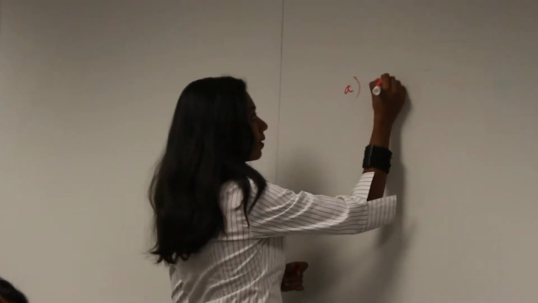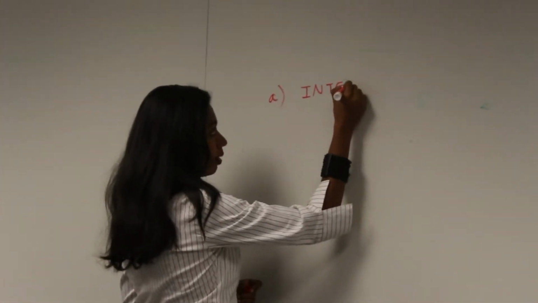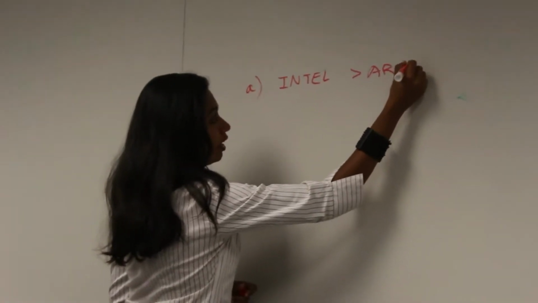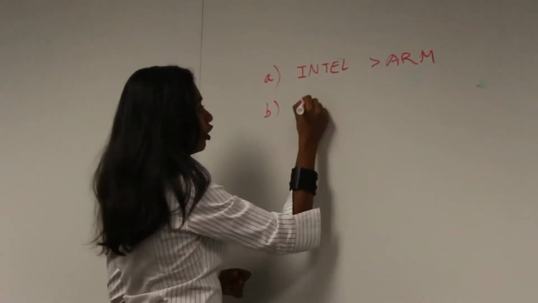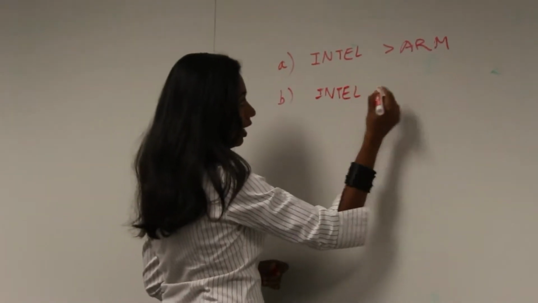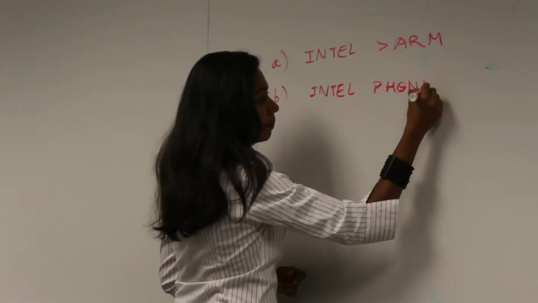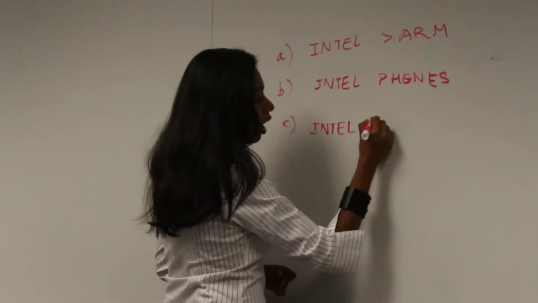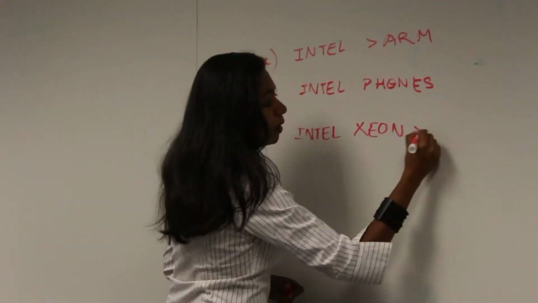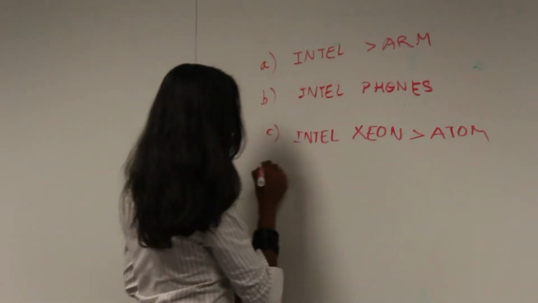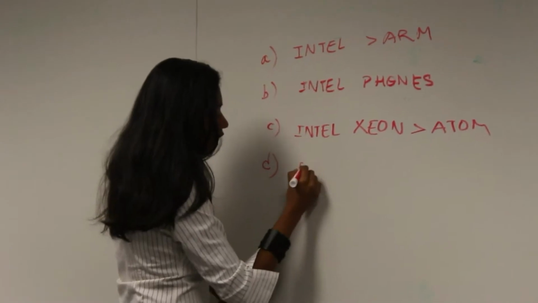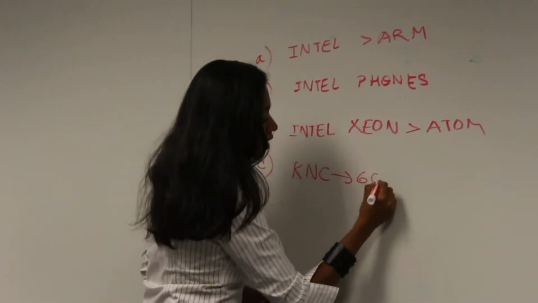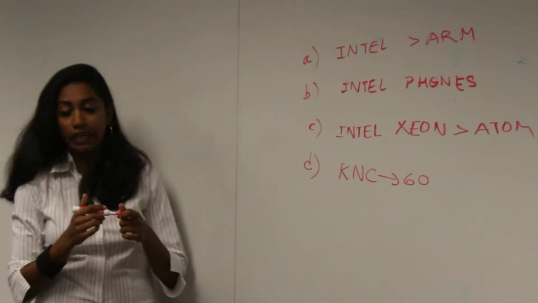Hey, welcome. So you're in time just for a short quiz. There are 4 cases here. In the first one, you're saying that Intel processor is better than ARM processor in speed. In the second case, you're comparing Intel phones in general with the market and saying that Intel phones perform better. In the third case, you're comparing Intel's own Xeon with Atom and saying that Xeon is much better than Atom. In the fourth case, you're just commenting on how many cores KMC has, which is 60. So now, which of these 4 cases need a disclaimer?